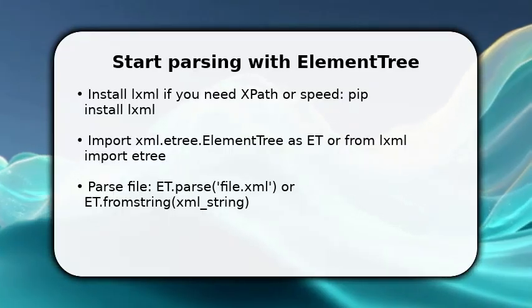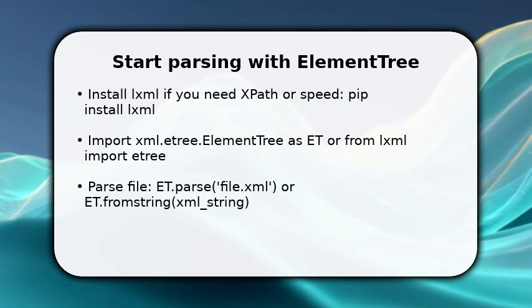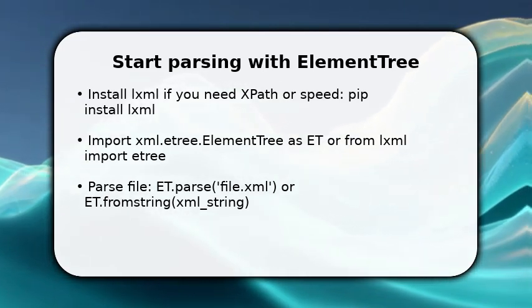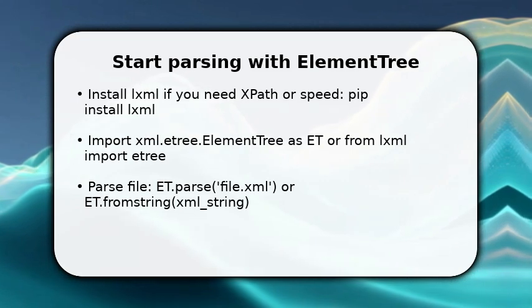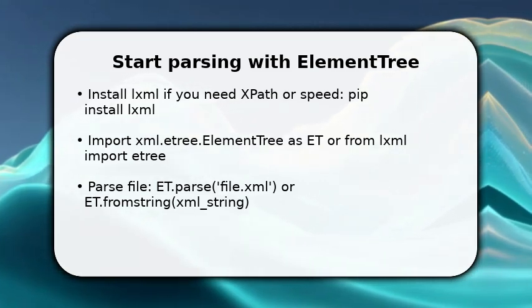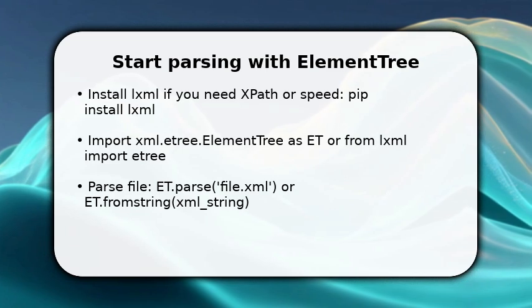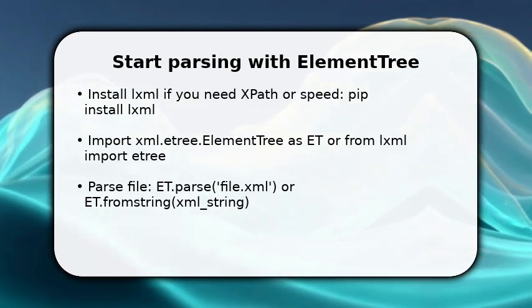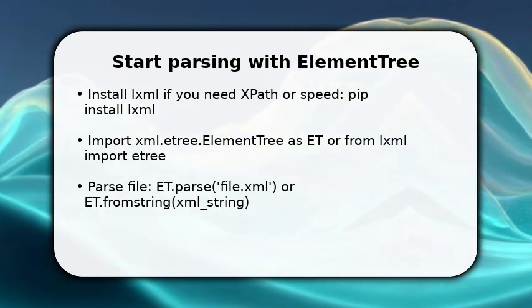You begin by choosing a parser, ElementTree for stdlib simplicity or lxml for XPath and speed. First, import the module and parse your source. parse(file.xml) gives you a tree, and fromstring handles raw XML. Once done, call tree.getroot() to access elements directly.